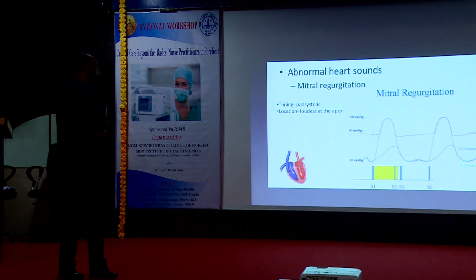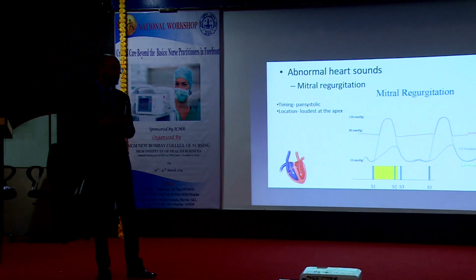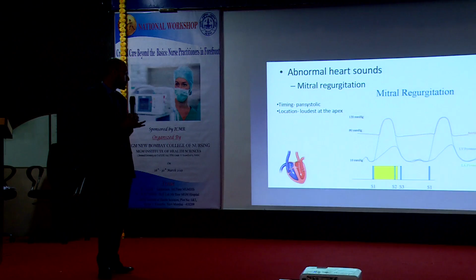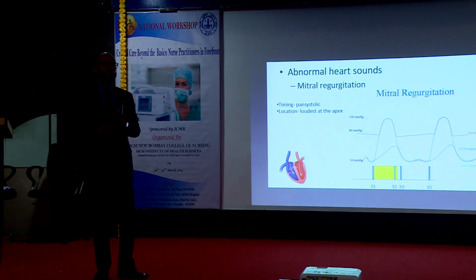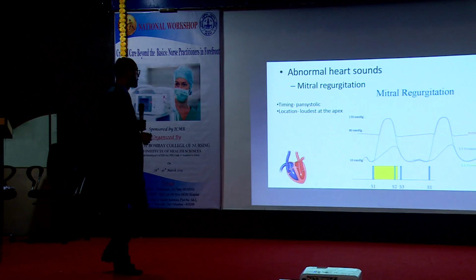Mitral regurgitation. This is a pan-systolic murmur. It happens during the entire length of systole. Between S1 and S2, you'll hear a harsh kind of a murmur, a systolic murmur. How many of you have ever listened to murmurs for aortic stenosis or mitral stenosis? You've listened? Next time you go, try and appreciate these things.